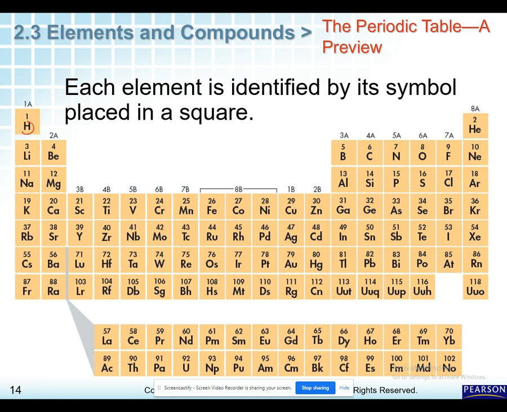So for example, hydrogen gets the symbol H. We've talked about calcium gets the symbol Ca. Even carbon gets the symbol C. Now, they're arranged like this every time because they need to be in a specific way.